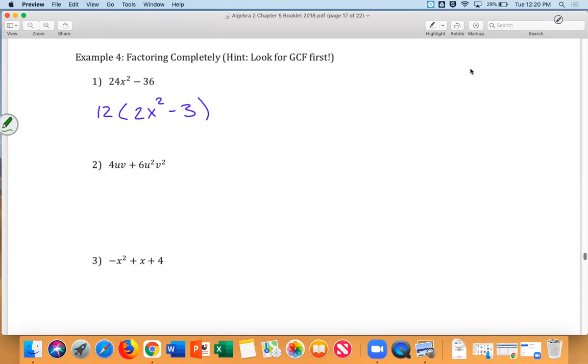All right. Number 2. I noticed 4 and 6. They both share a 2. They also both share a U and a V. So I'm going to pull out a 2UV. 4 divided by 2 is 2. U divided by U, they cancel. V divided by V, they cancel. Plus 6 divided by 2 is 3. U squared divided by U is U. V squared divided by V is V. We're done.